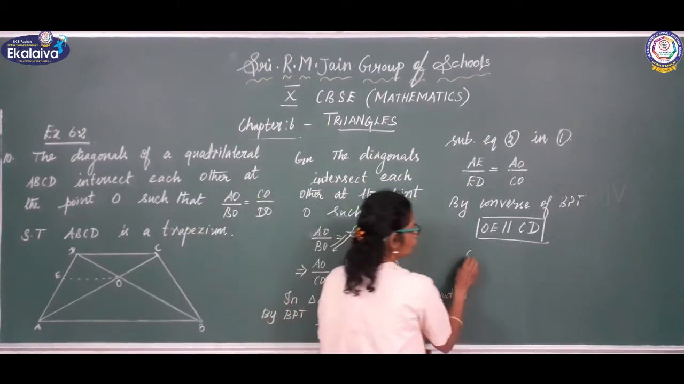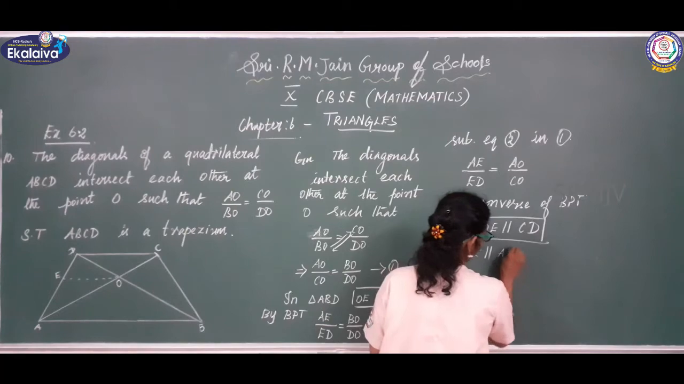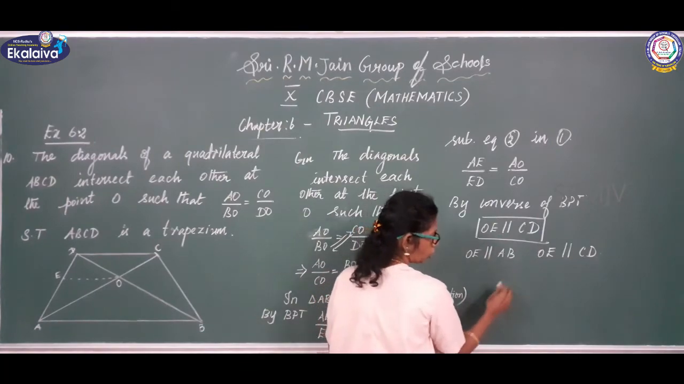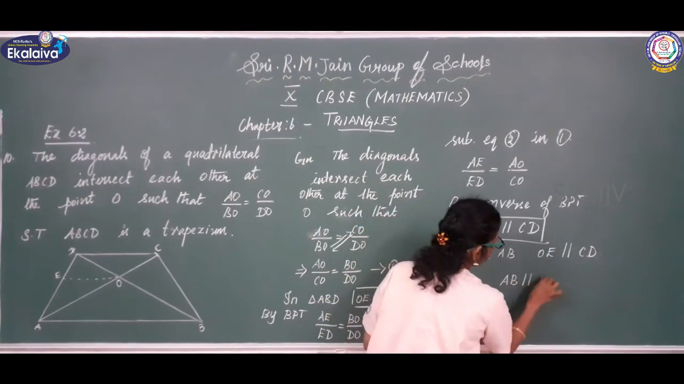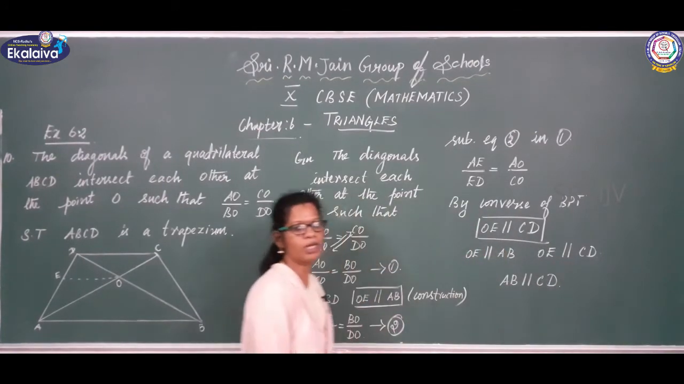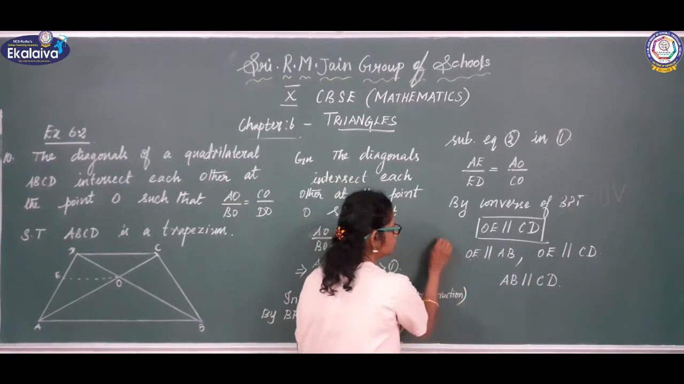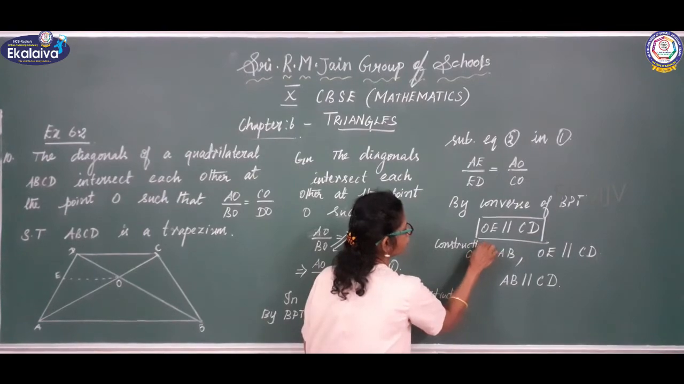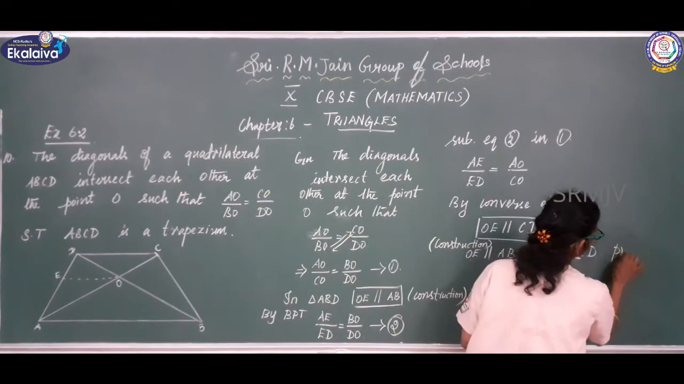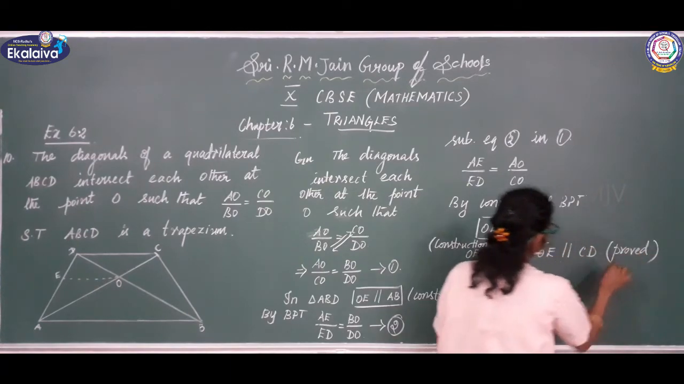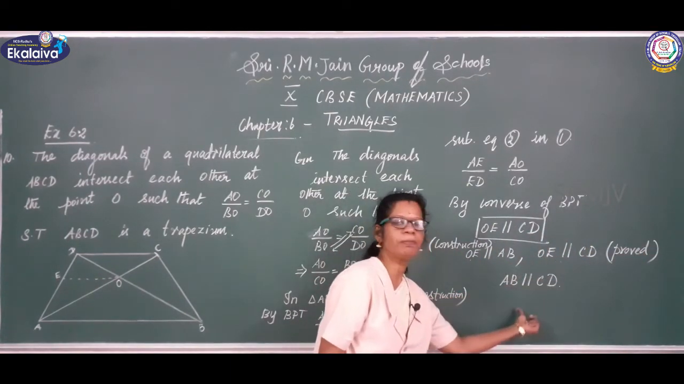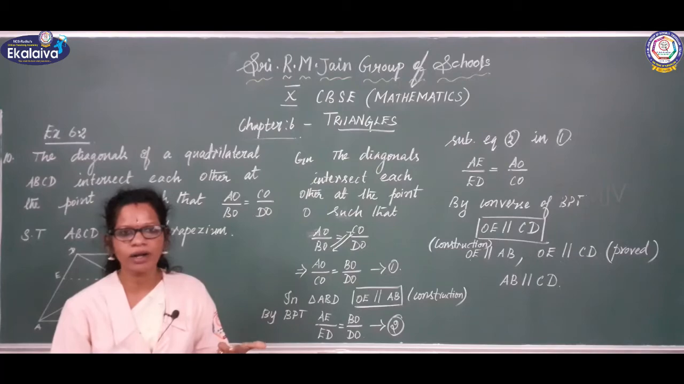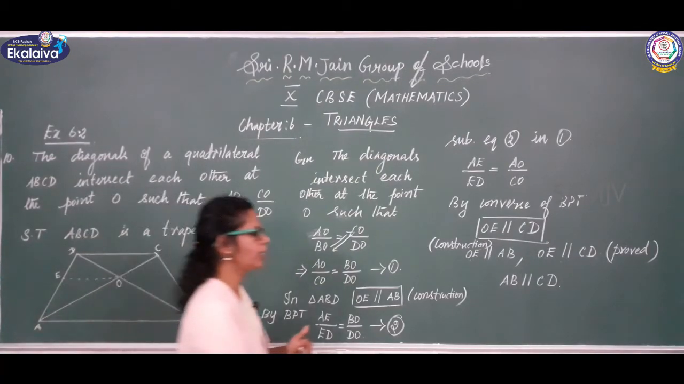OE parallel to AB, OE parallel to CD. What can you get at the end? AB parallel to CD. One is our construction, and this one as we proved. When you combine these two, you get AB parallel to CD. A pair of opposite sides are parallel. That quadrilateral we call a trapezium, right?